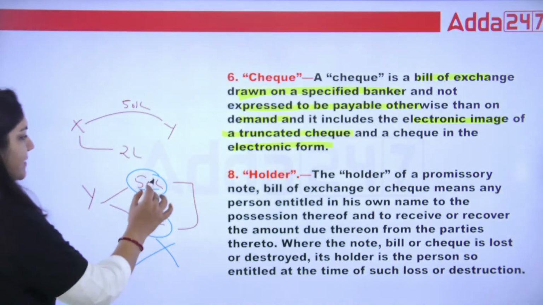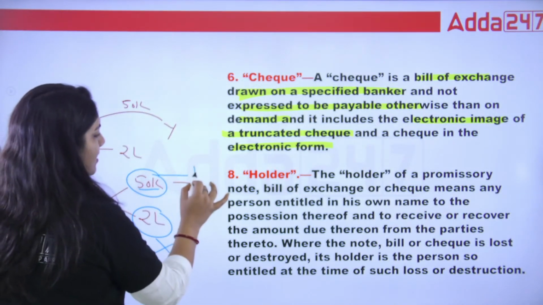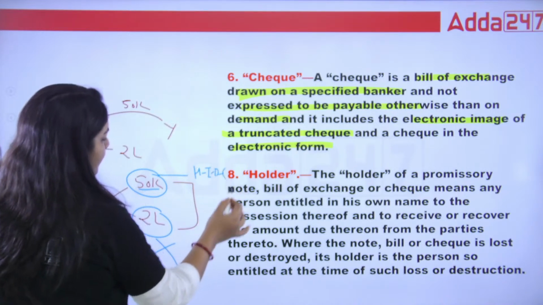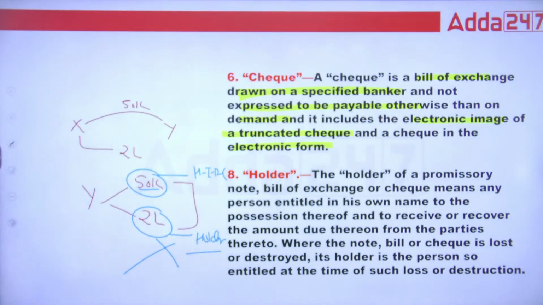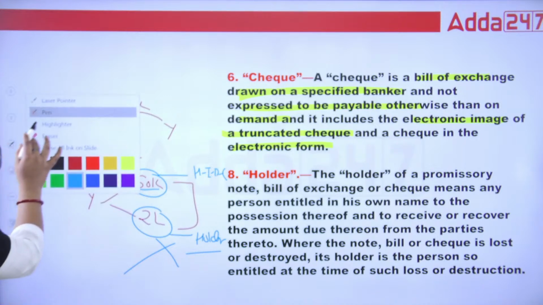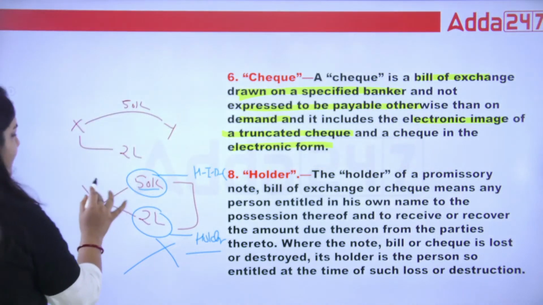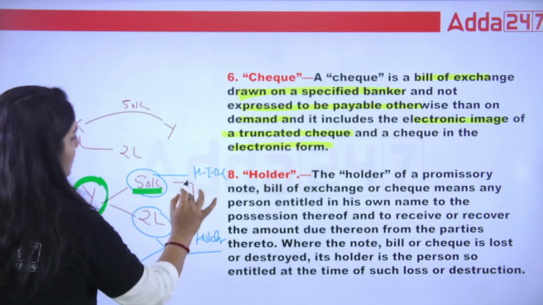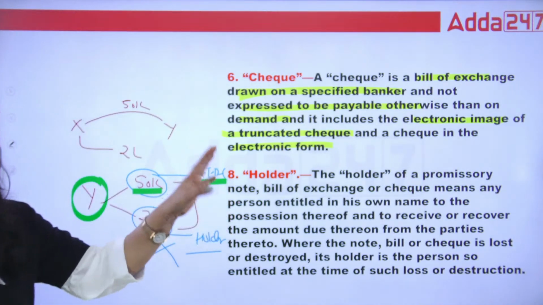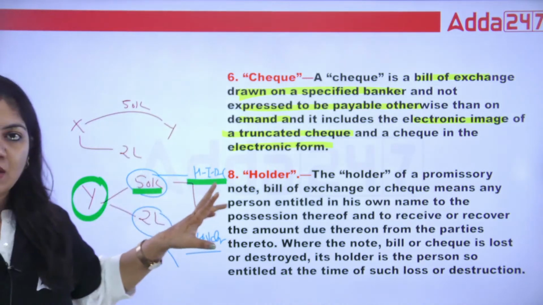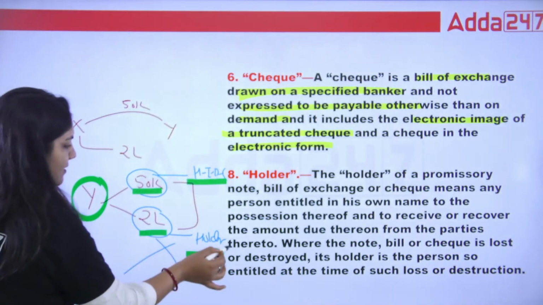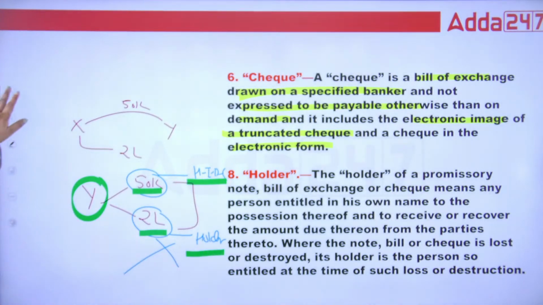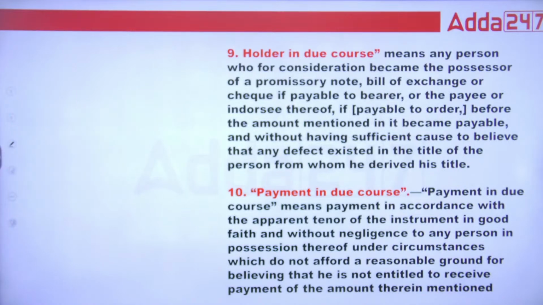So in the 50,000, Y is known as holder in due course, and in 2 lakh, Y is known as holder. So this is the basic difference between holder in due course and holder. As you can see, in the case of 50,000, holder in due course, C for course, C for consideration. In the 50,000, the consideration is from both sides, but in this only one side. This is called holder. Okay, so this is the basic definition of holder and holder in due course.